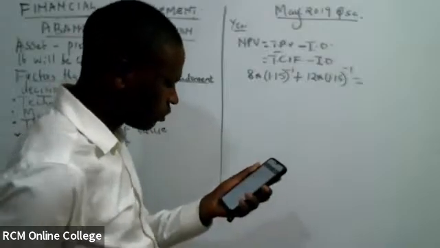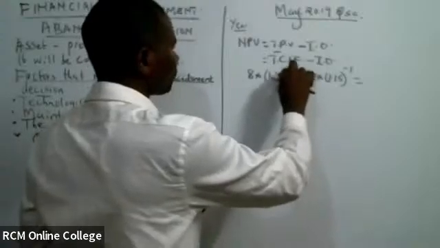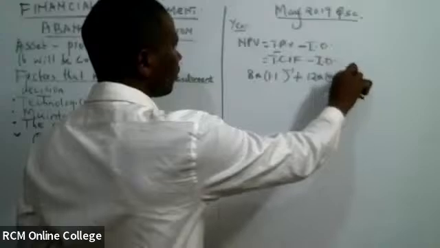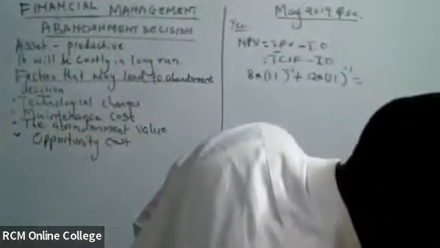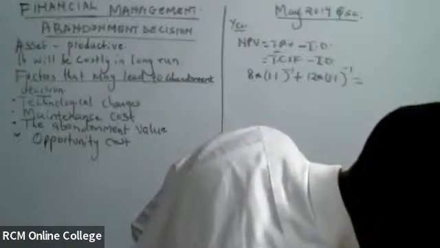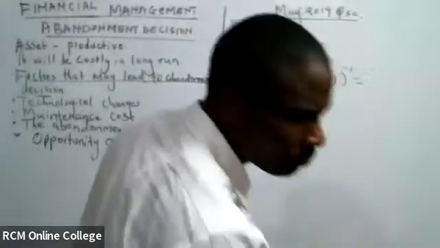How much? No. The cost of capital is 10%. Did I use 15 here? Oh, it is 1.1. You see the total obsolescence. Yeah, obsolescence. Your point ndio imefika. Yeah, cost of capital is 10%.